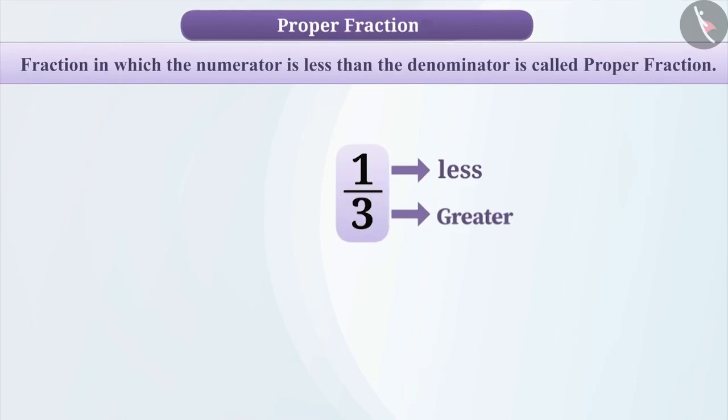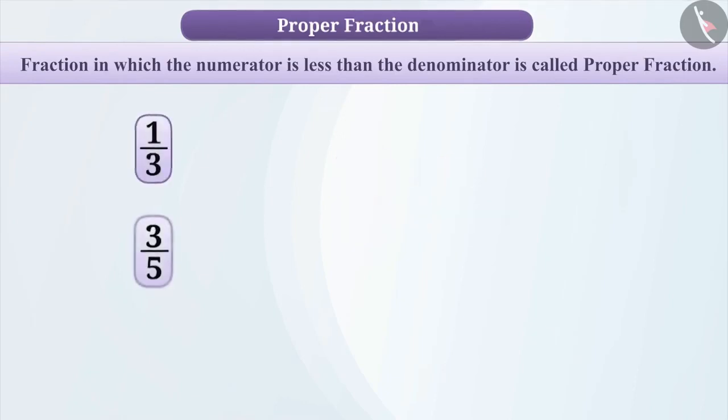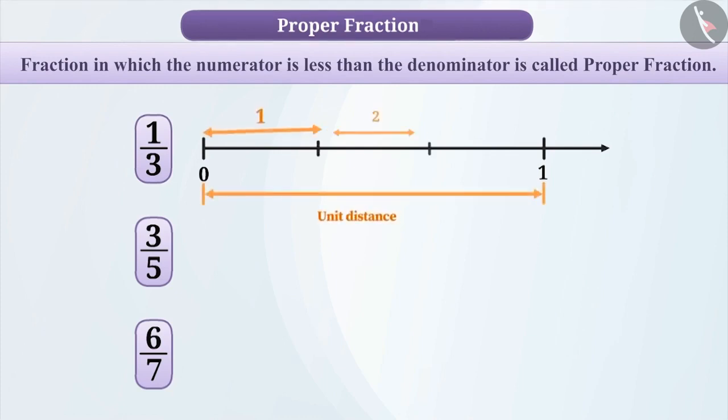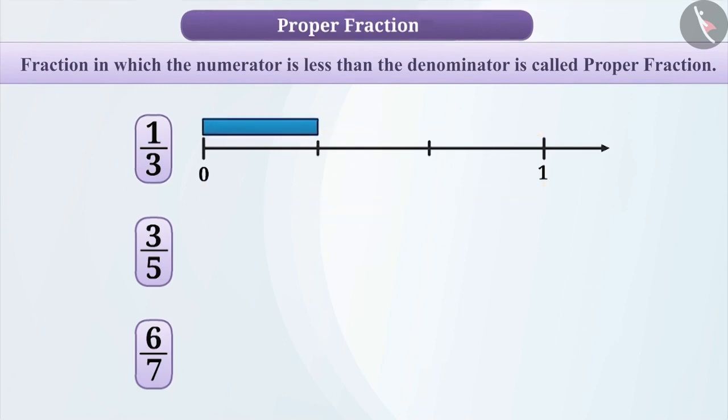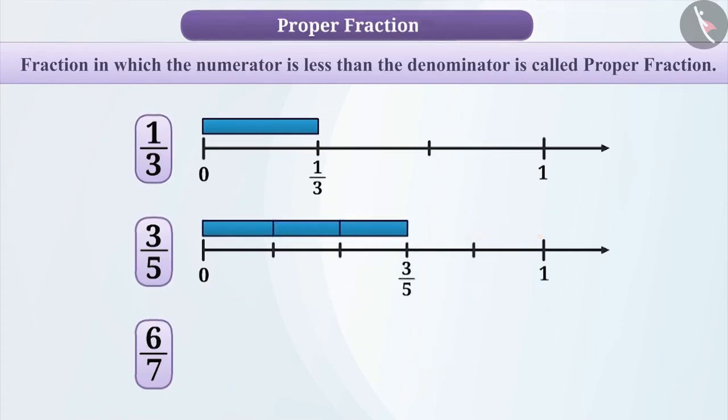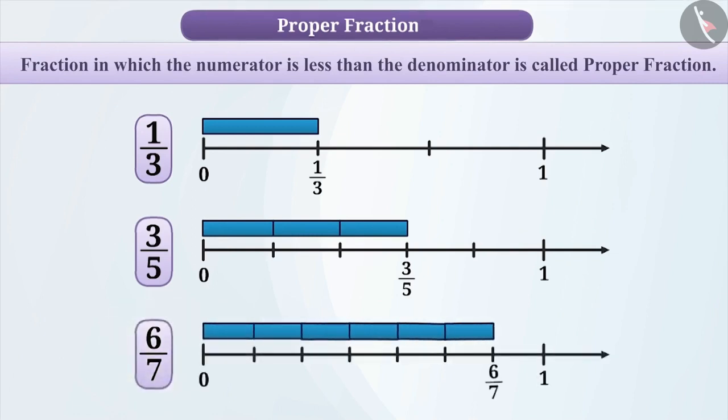Similar to 1/3, there are some other fractions like 3/5, 6/7, etc. Let's represent them on number line. Can you tell how can we represent fraction on the number line? Think about it. You got it right. To represent 1/3 on the number line, we will divide the unit length into 3 equal parts and we take one part of it as 1/3. Similarly, for 3/5, we will divide the unit length to 5 equal parts and we take 3 parts of it as 3/5. Similarly, we can also express 6/7 on the number line.